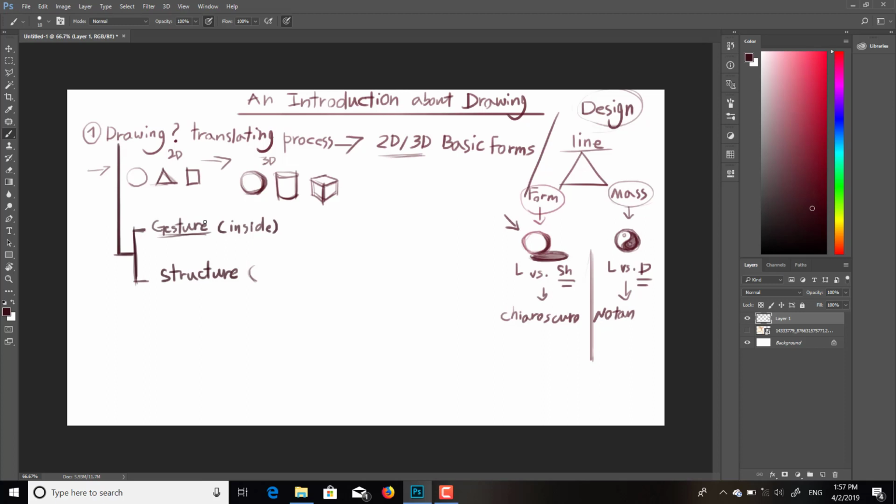So when we say gesture, we are working with line. As a design, we have to design gesture with lines. But when we are talking about structure, we are talking about form and mass mostly. Okay, so structure is what I talked about here. This part.